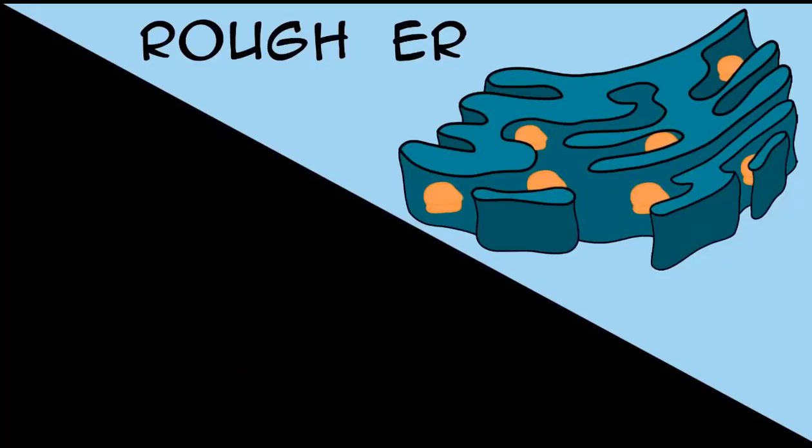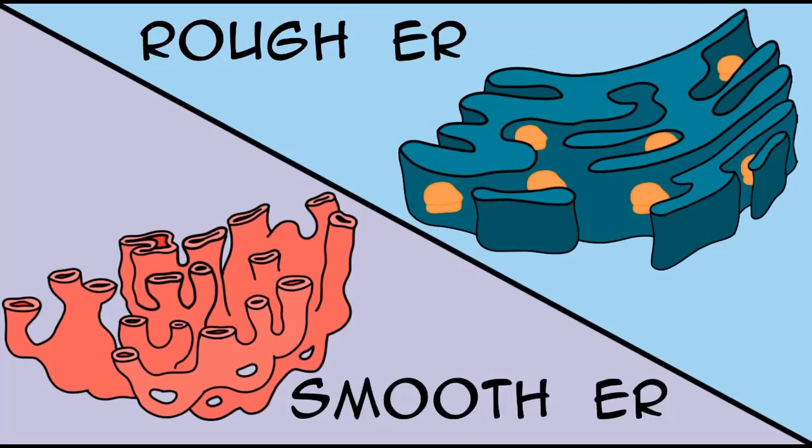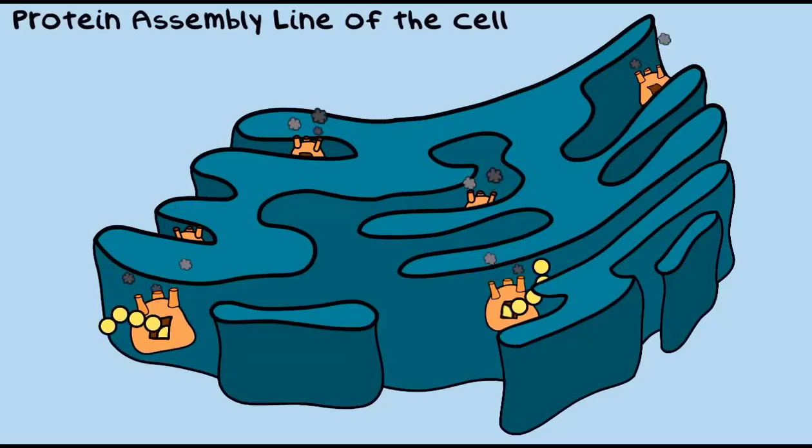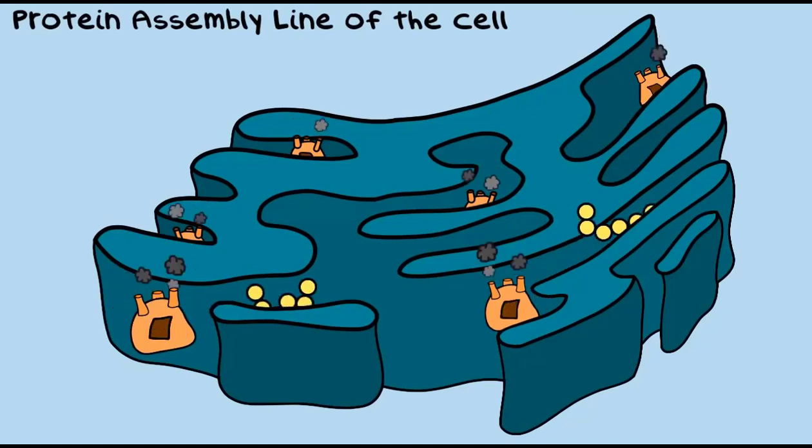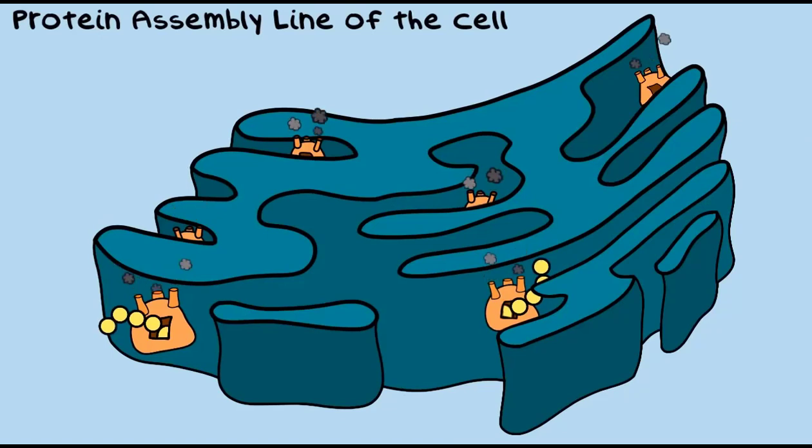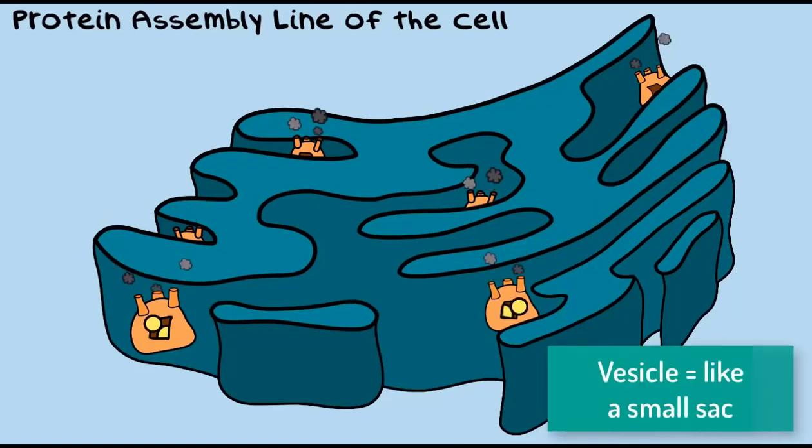There's a rough ER, which has ribosomes attached to it, making it, as you can imagine, rough, and then smooth ER, which doesn't have the ribosomes. Rough ER specifically tends to be involved with protein producing and transporting, because remember that ribosomes make protein. Now, molecules that leave the ER can be sent away in vesicles that actually pinch off the ER themselves.